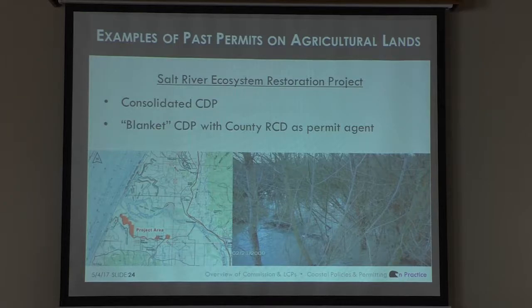Another example, this is one of a consolidated CDP and a blanket permit of sorts that is ongoing as we speak. This is the Salt River Ecosystem Restoration Project. So in this case, the large project area, the Yellow River Delta, spans multiple jurisdictions. Instead of having to get multiple permits, the RCD, acting on behalf of the agent for all of the property owners, I think there's 50 different property owners in this area, they just got a single consolidated permit. So they all came together to deal with this large flood alleviation and habitat restoration permit under one permit.